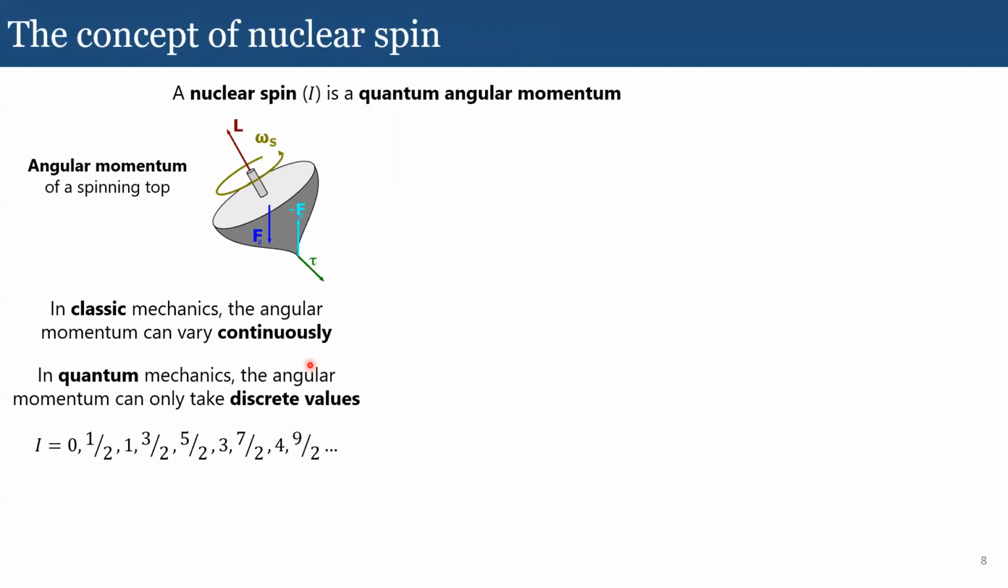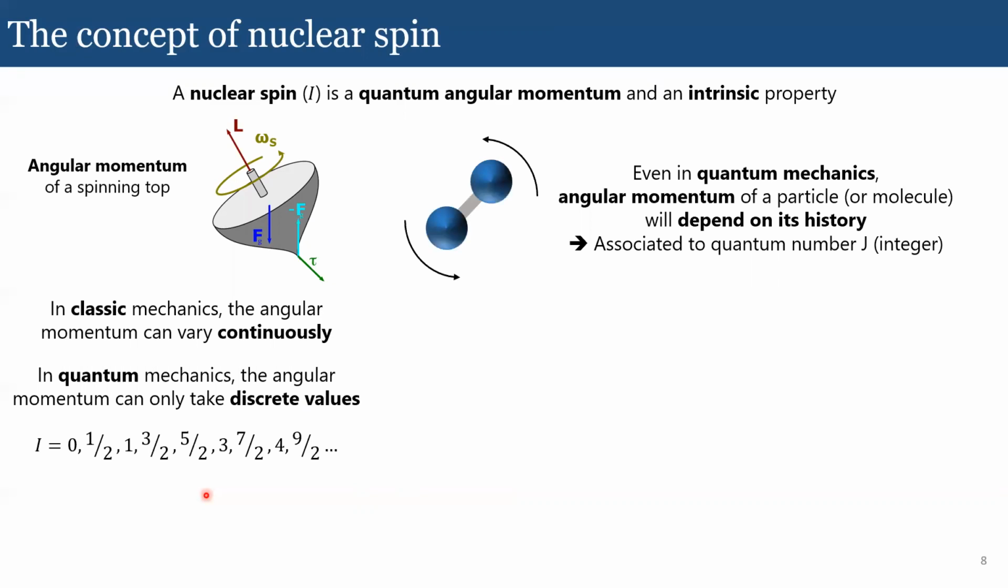But you all know that nuclei don't follow this type of classical mechanical behavior; due to their small size, they follow quantum mechanics. And in that case, the angular momentum can only take discrete values like 0, 1/2, 1, 3/2, and so on. This would actually mean that the nucleus can only spin at a certain speed. But the spin is a bit more complex, as it is not just a quantum angular momentum, it's an intrinsic one.